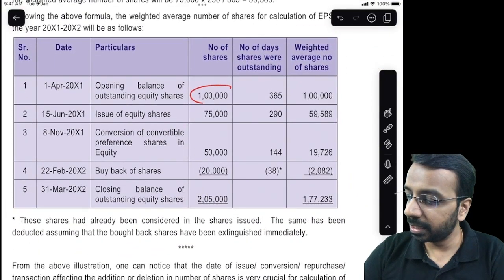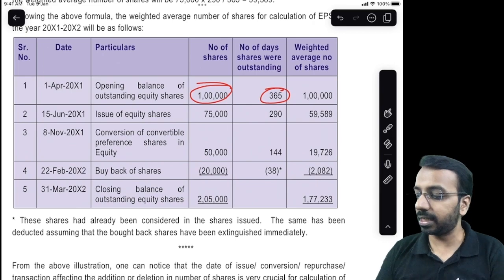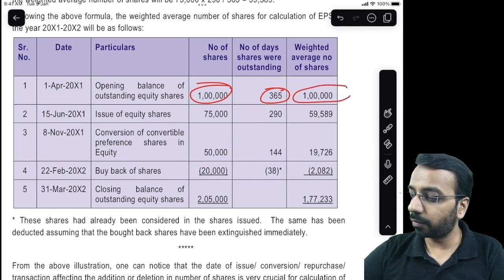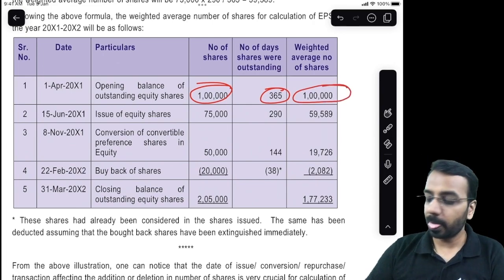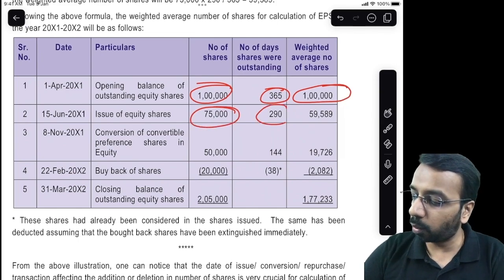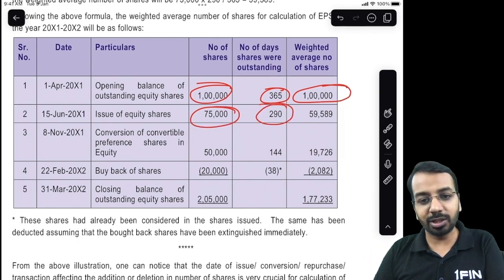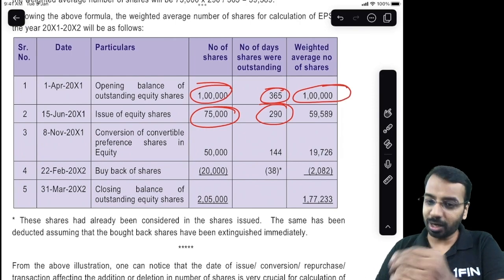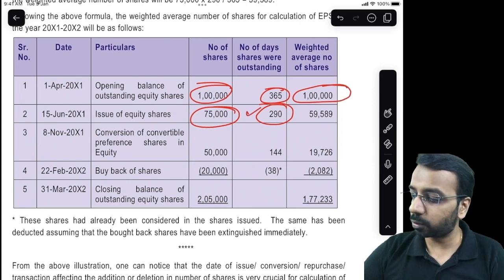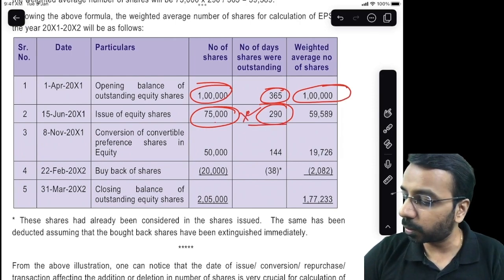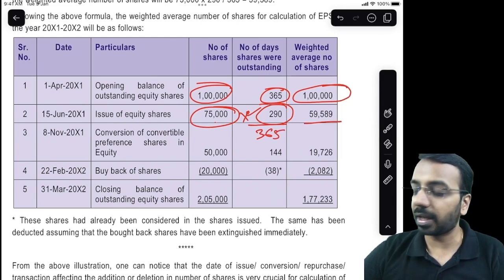Here, if you see, this 1 lakh shares is outstanding for 365 days, so the weighted average shares is 1 lakh. 75,000 is outstanding only for 290 days. Why? From 15th of June till 31st of March. You can do the counting on your own. It is outstanding for 290 days. So 75,000 into 290 divided by 365, 59,589.